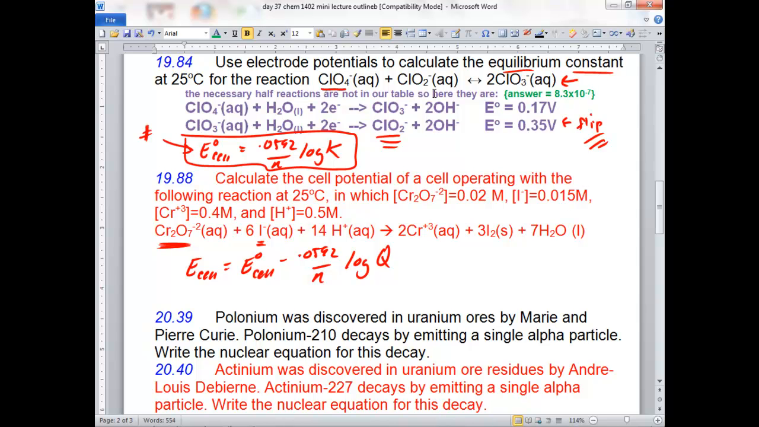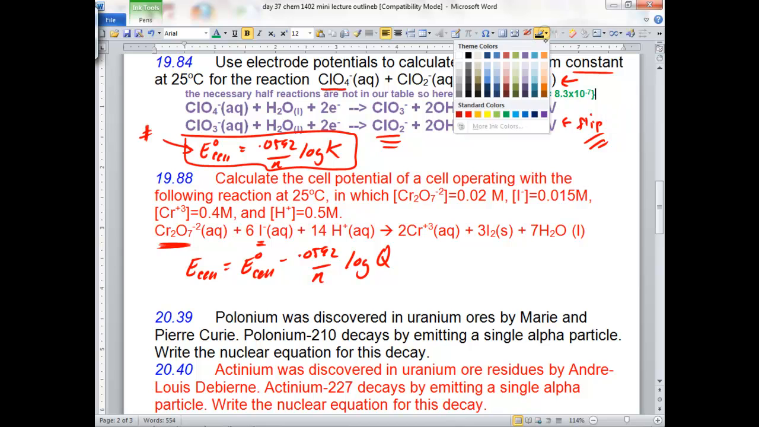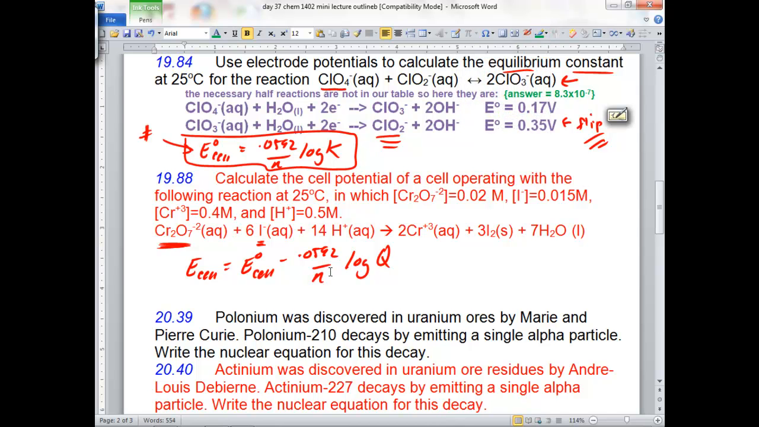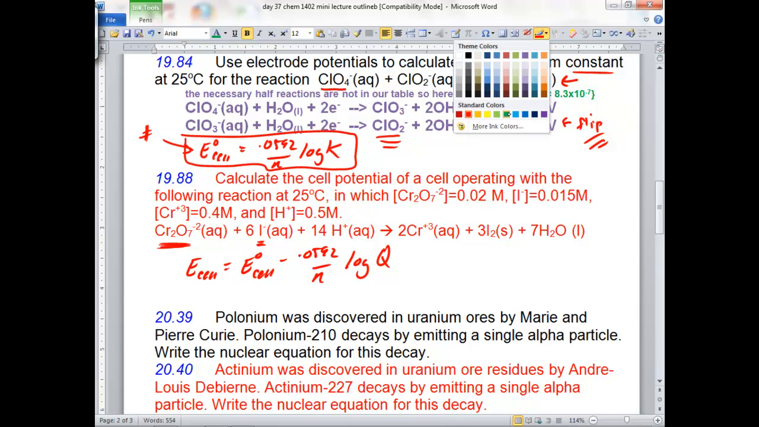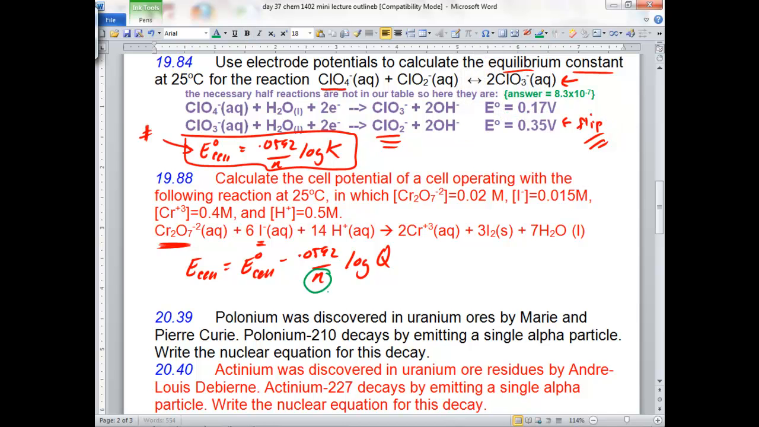So you're after that little n. Folks are getting 6 for the little n. Hopefully you're getting 6 for that. And then your E0 cell should be, what are you guys getting for that? 1.33 plus a negative 0.79.